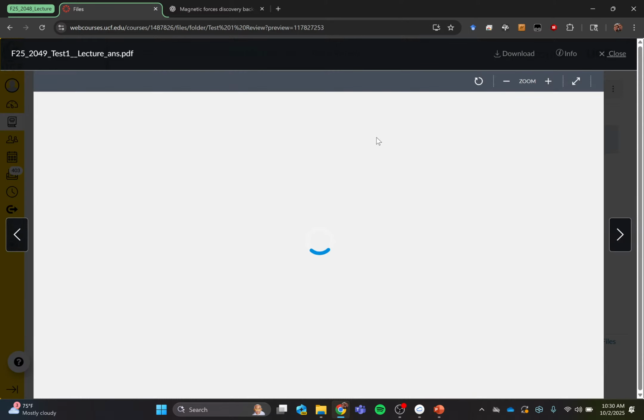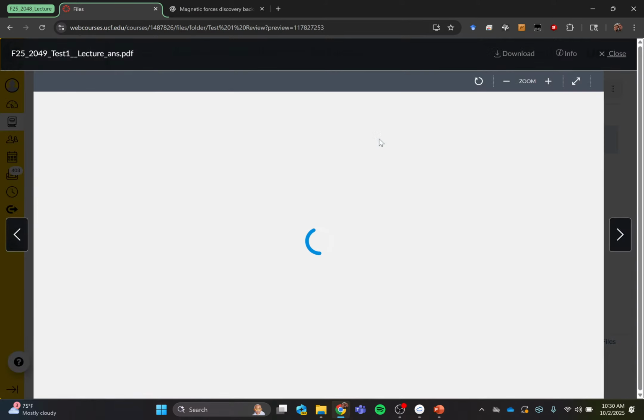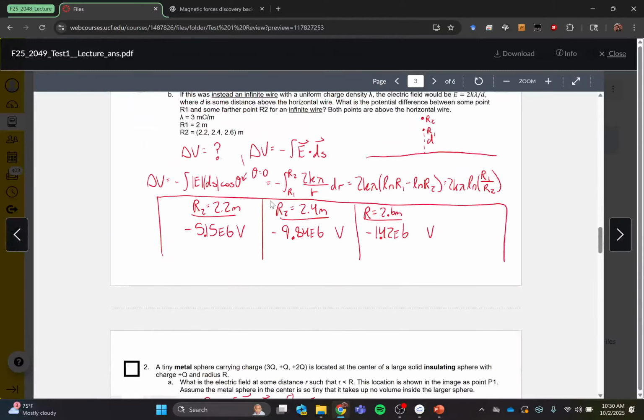So if you go to the Test 1 review, it's in the Test 1 folder. Go to the Files tab, go to Test 1 review, because that's our Test 1 folder. If you go in there, it says Test 1 lecture, Fall 25. Boom, there's all the answers. The free response is also worked out.